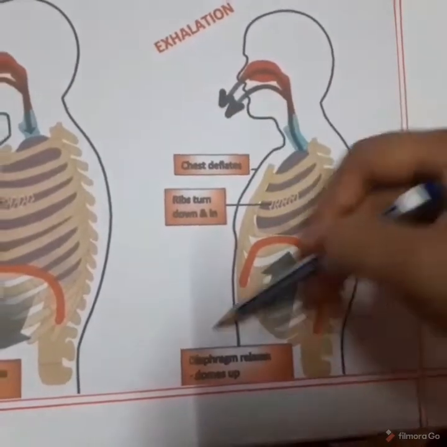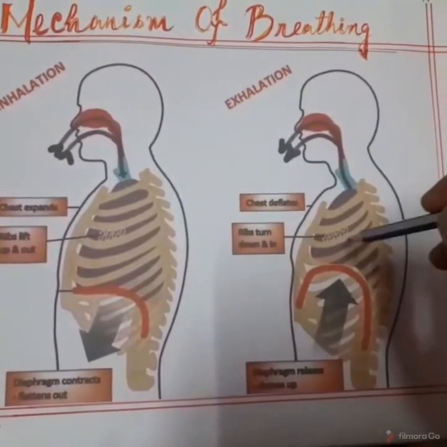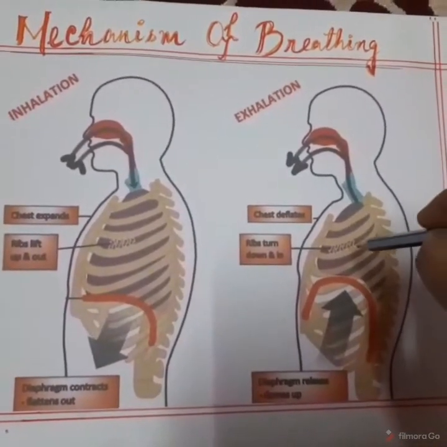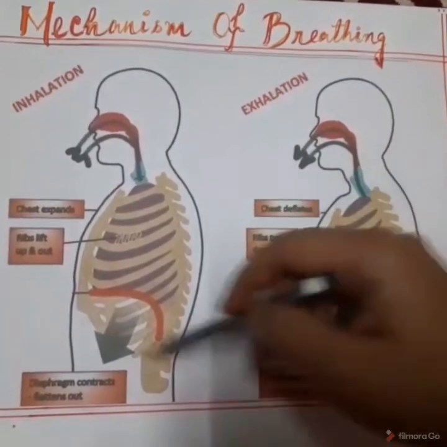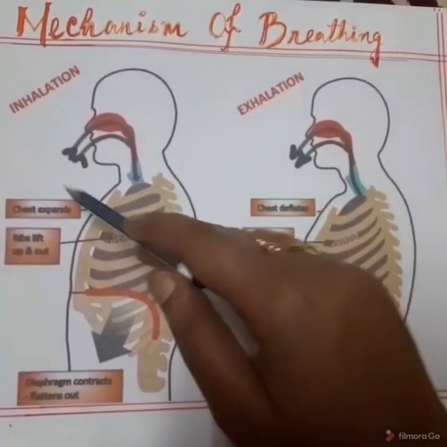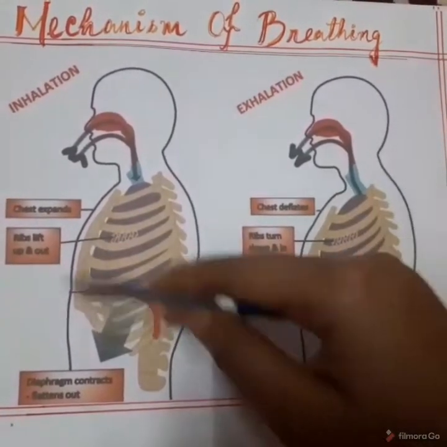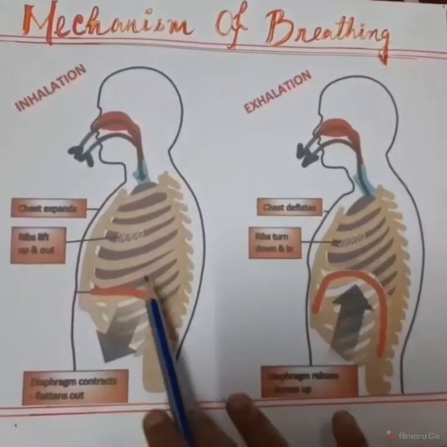So this is all about the mechanism of breathing. I hope you are clear about it. You just have to remember the simple relationship between volume and pressure in order to understand the mechanism of breathing. You must not forget to write down the important points mentioned in the diagram. Please mention them in your copy. So this is all about the mechanism of breathing.